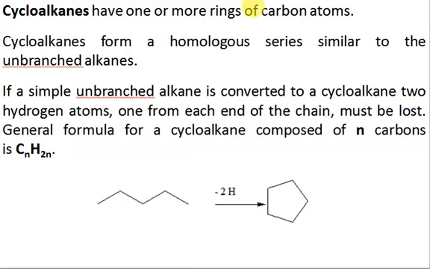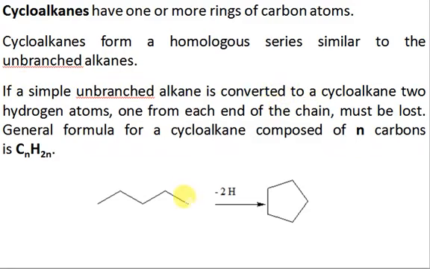So just like alkanes form a homologous series, cycloalkanes also form a homologous series. Each member of the homologous series differs from the next by a CH2 unit, right? Also you studied that alkanes have a general formula of CnH2n+2. But if you convert an unbranched alkane into a cycloalkane, then you must remove two hydrogens, one from each end of the chain, right?